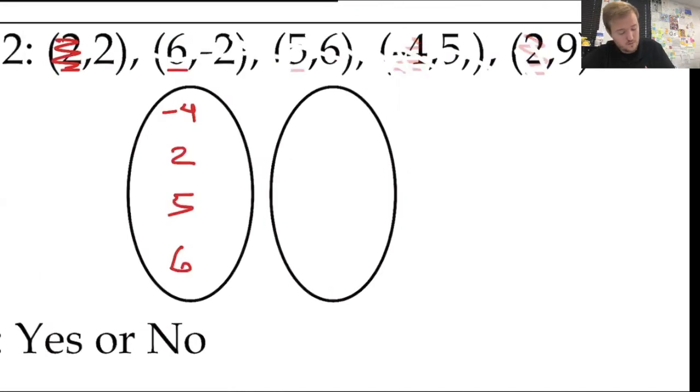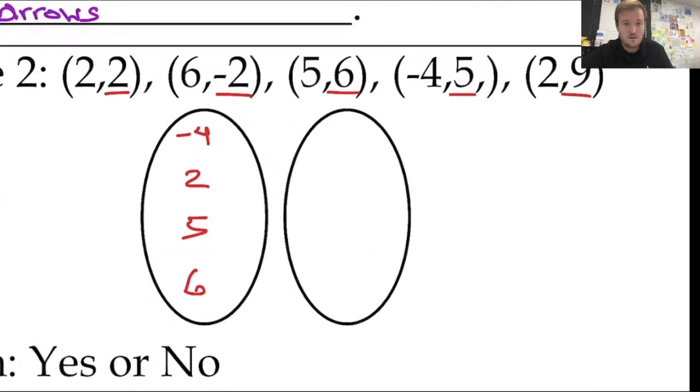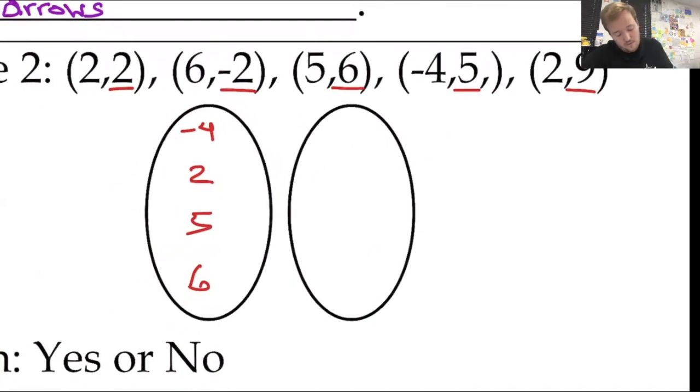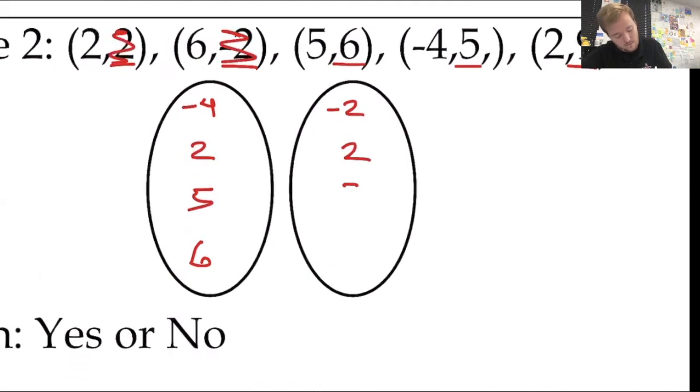I'm going to get rid of all those markings. All right, now I'm looking at the y values. So we have 2, -2, 6, 5, and 9. So once again, least to greatest, no repeating values. So the smallest value is -2. Done. 2. Done. Then 5, 6, and 9. Okay, now I can start drawing my arrows.